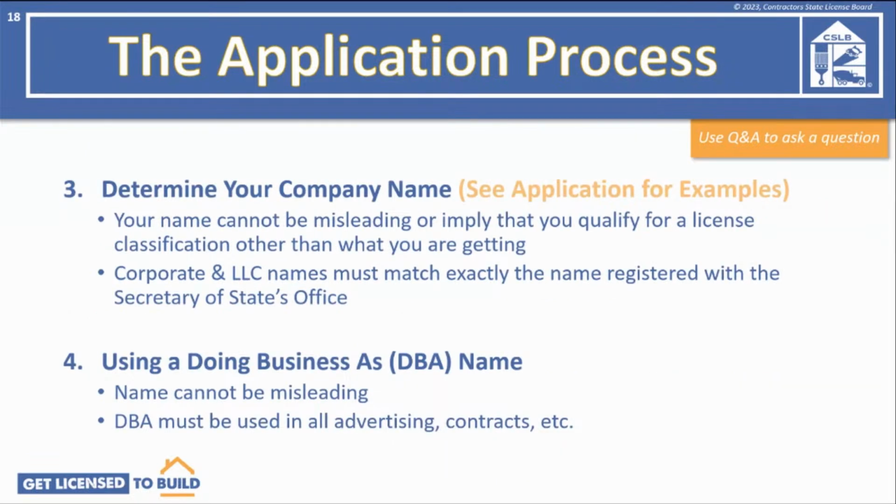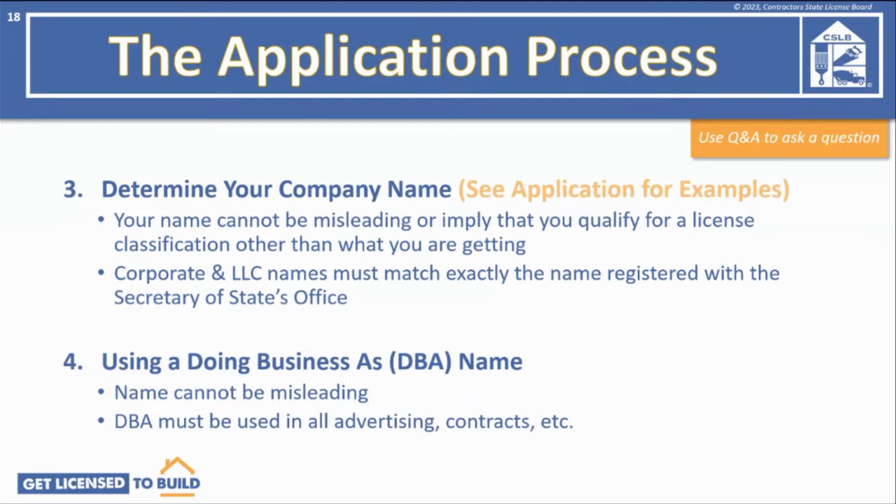The next step is to determine your company name. See the application instructions for examples. Some things to keep in mind. Your name cannot be misleading or imply that you qualify for a license classification other than what you are getting. For example, if you're going to apply for a C36 plumbing license, you cannot have a company name of John Smith Plumbing, Construction, Heating, and Drywall.